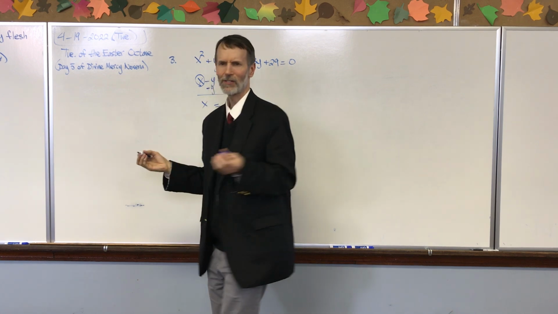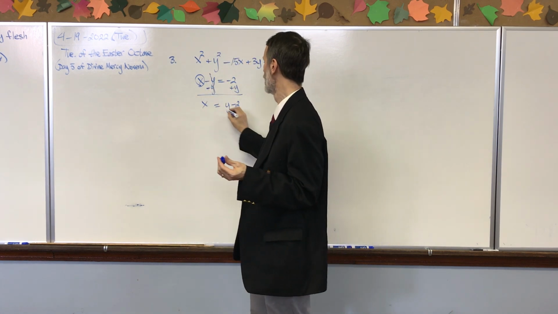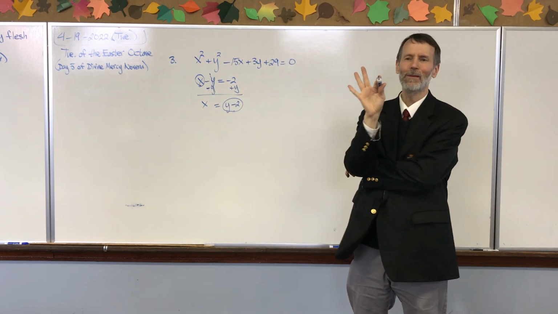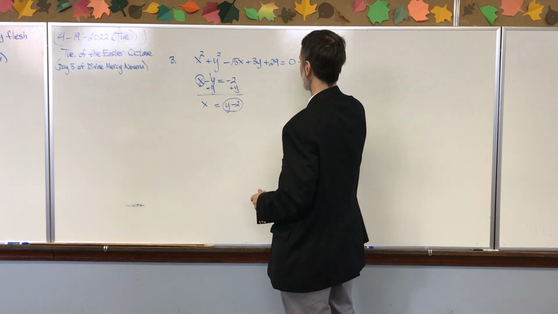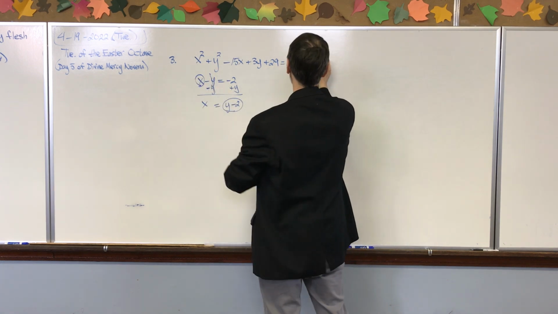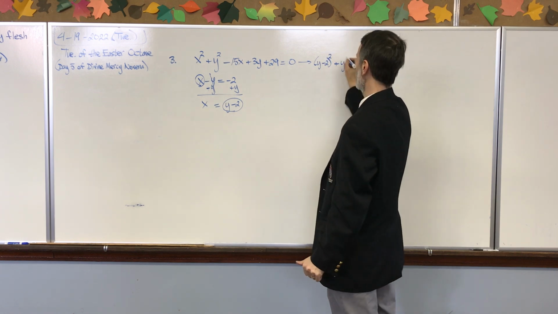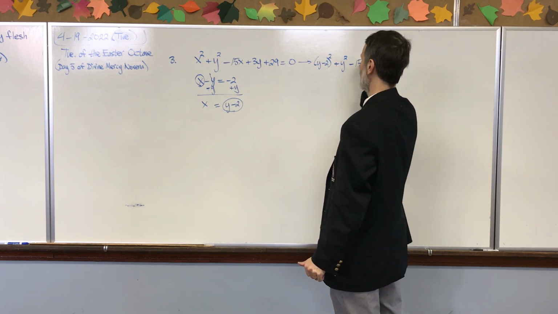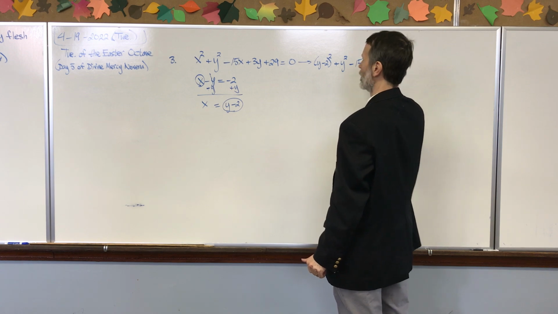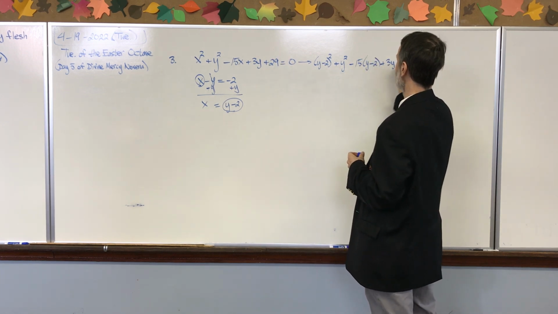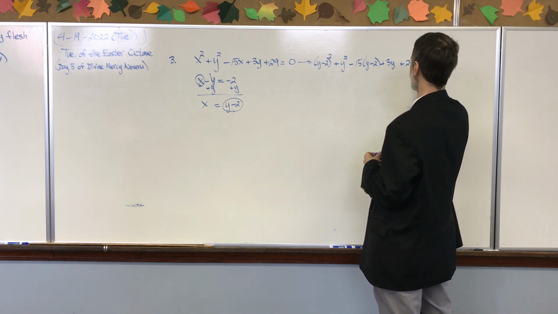Does that make sense so far? Then take that and plug it wherever you see an x. This gets kind of messy. Watch carefully. This is going to be squared. (y minus 2) squared plus y squared minus 15 times (y minus 2), because every time you see an x, you substitute, plus 3y plus 29 equals 0.